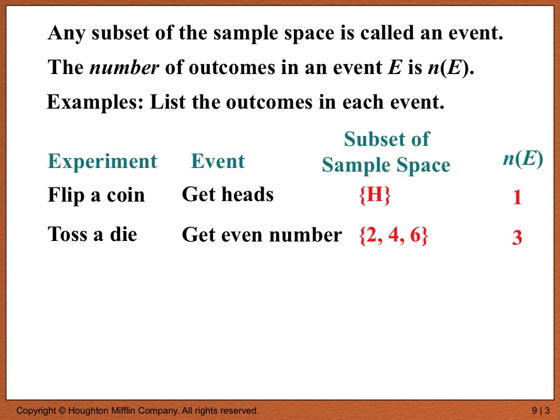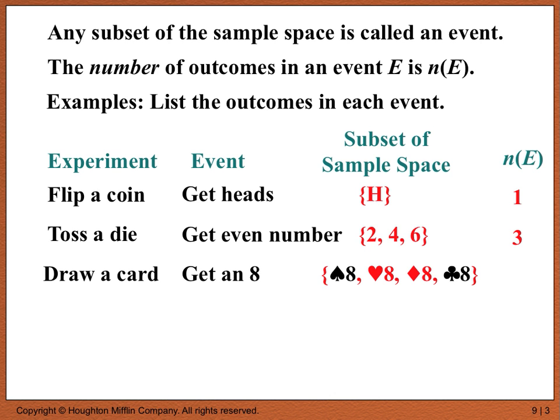What about the experiment of drawing a card? Well, a possible event for the experiment of drawing a card is to get an 8. So what are all the different ways that we can get 8s? Well, there's the 8 of spades, the 8 of hearts, 8 of diamonds, and the 8 of clubs. This would be the subset of our sample space, which we can also call the event space. And this subset of the sample space consists of 4 outcomes, and therefore N(E) is 4. So hopefully you're getting the feel for this.